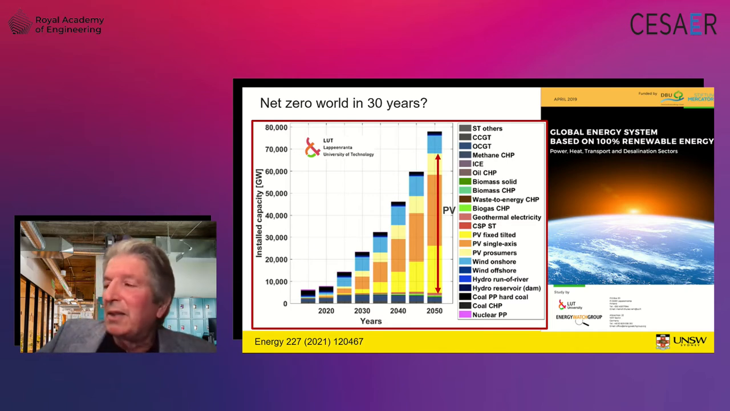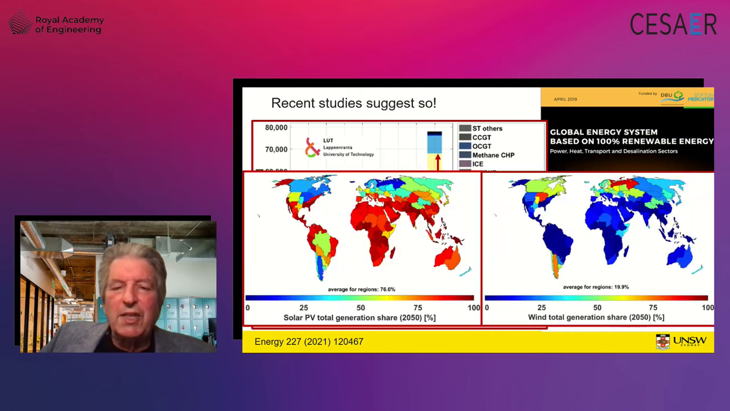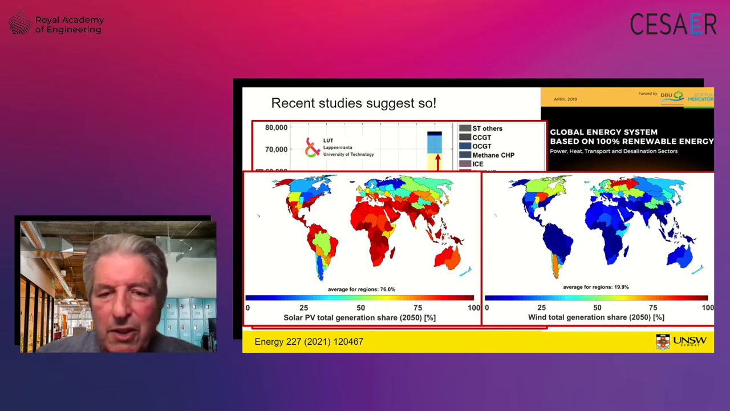The blue region is wind. Wind and solar have synergies that reduce the amount of storage and so on that you require. This is the world map showing where the solar and where the wind would be generated. Red means a lot and blue means a little. So in the parts of the world where you get a lot of solar, you'd expect that to dominate energy production in 2050, and blue regions are where you might expect wind to do so.